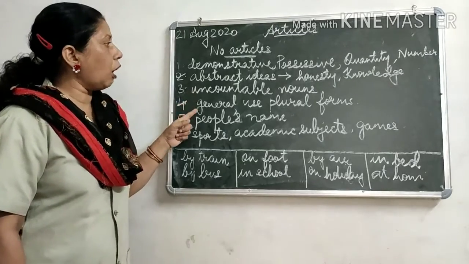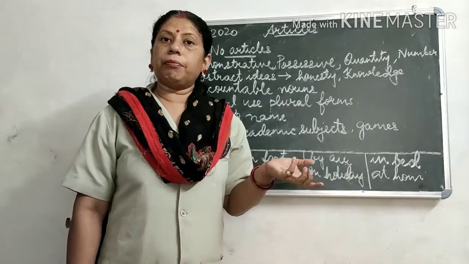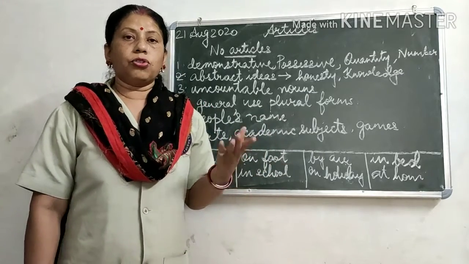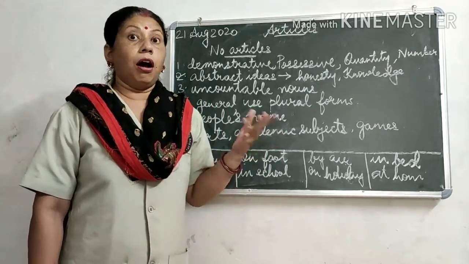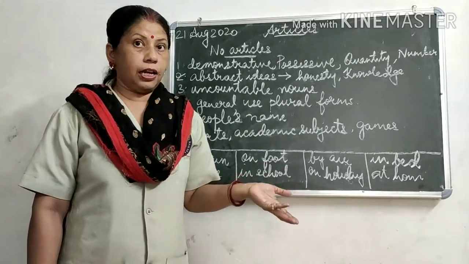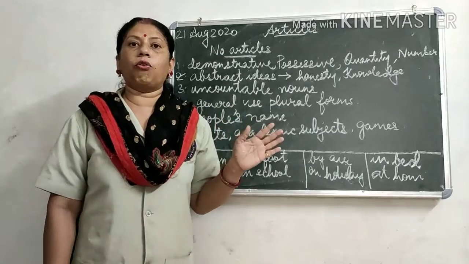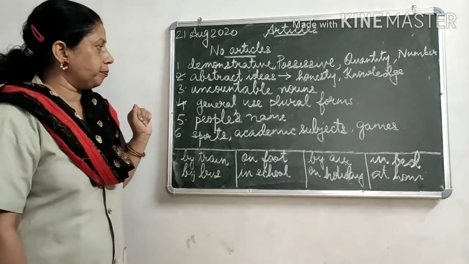Then before uncountable nouns. Now uncountable nouns, you have water, rice, these are uncountable. So give me some water. Do we say it like that? No. So we do not use an article before any uncountable nouns, right?